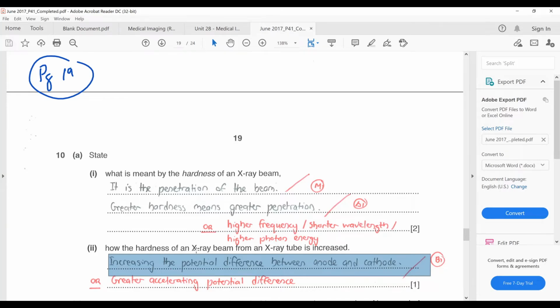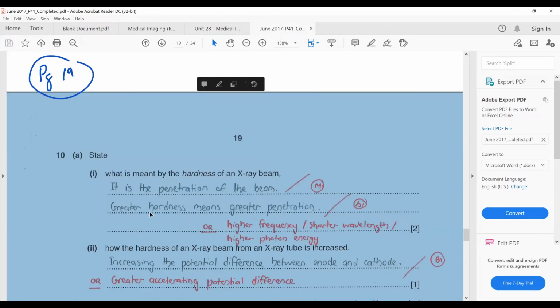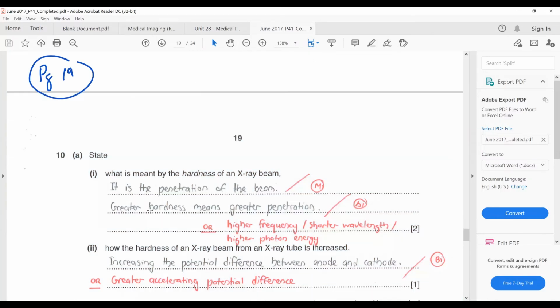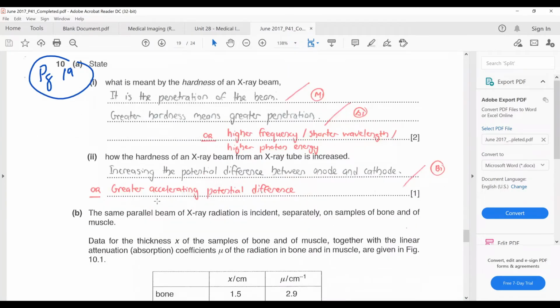Okay. So you can just say it's increasing the potential difference between the cathode and the anode, right? So I'll also go with that. Okay. So if nothing else, then let me just move down a little.